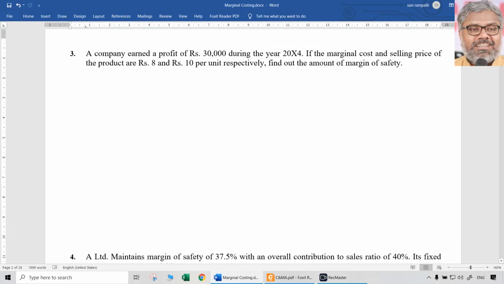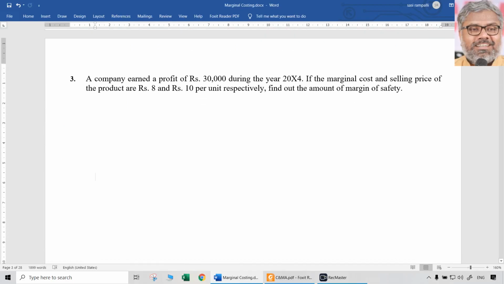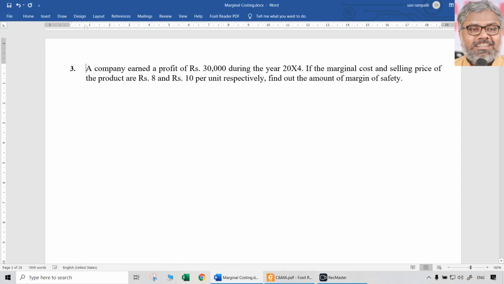Next, question number 3, a small one. A company earned a profit of 30,000 rupees during some year. If the marginal cost and selling price of a product are 8 rupees and 10 rupees respectively, find out the amount of margin of safety. It's a straightforward, simple, straight question.